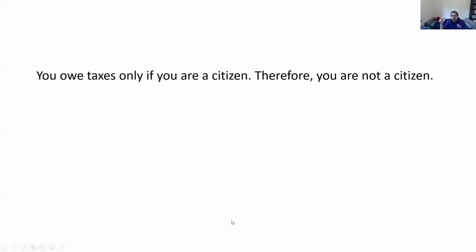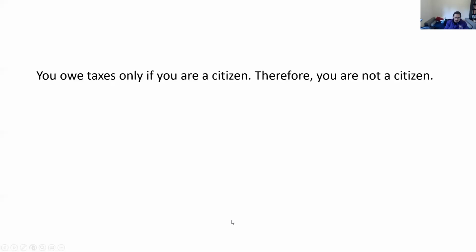You owe taxes only if you are a citizen. Does that mean all people who owe taxes are citizens, or that all people who are citizens owe taxes? So let's think about that construction. You owe taxes only if you are a citizen. That means that if you owe taxes, you must be a citizen. Not: if you are a citizen, then you must owe taxes.